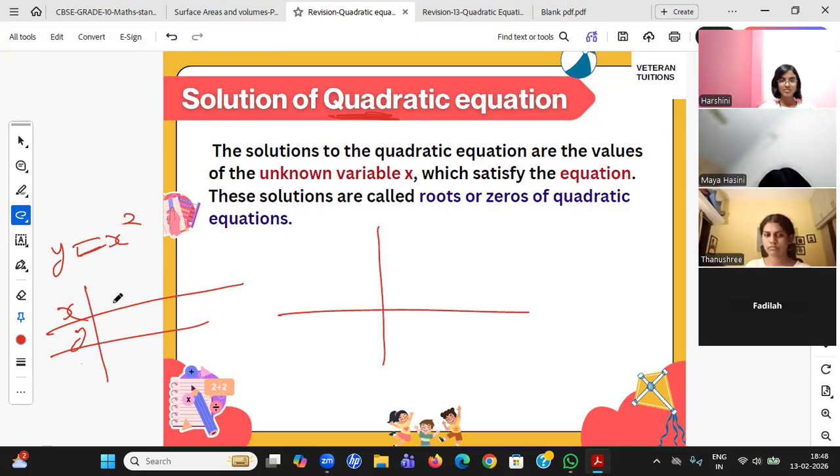Assume some x and y values. x equal to minus 1, whole square, y is 1. x equal to 0, y equal to 0. x equal to 1, square, y value is 1. So whenever you are assuming some values, you are finding some y. Now you draw the graph.